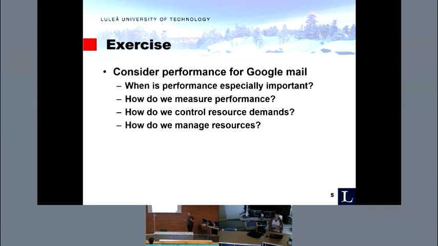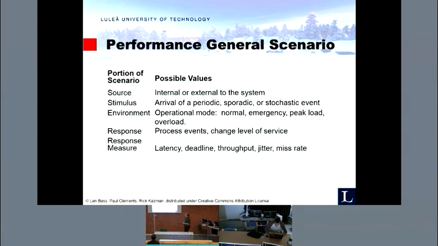Okay, I think we've got the picture here, right? So just going through these, the general scenario, what the book suggests. So it might be an internal or external system, some events, either periodic, sporadic, or stochastic. A number of different operational modes this can happen in. Well, normal, emergency, peak load, overload, and we already covered peak load, kind of. And we have a number of events coming in, and we also said something about changing the level of service. This could be a way to handle quality of service, or a prioritized customer, or degraded service, or simpler UI or whatever.